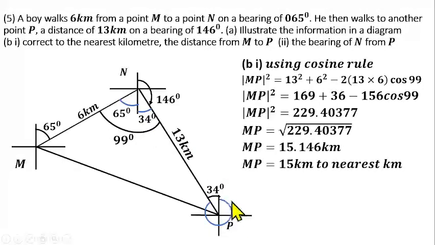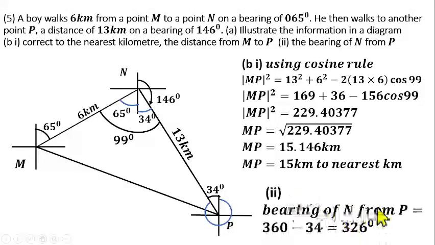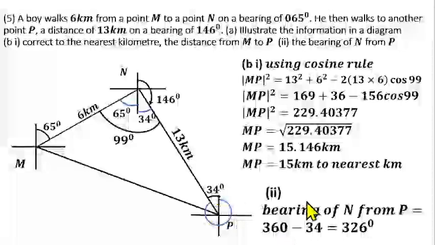We know that the total angle formed at a point is 360 degrees. So this angle plus the angle we are looking for should give us 360 degrees. So if I remove this angle, 34, from 360 degrees, that should give me the bearing of N from P. So the bearing of N from P will be 360 degrees minus 34, and that should give us 326 degrees. So that's the solution for question number 6.